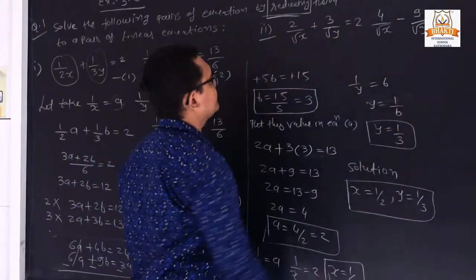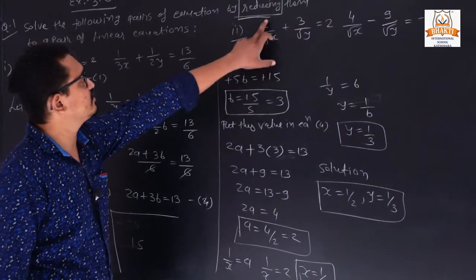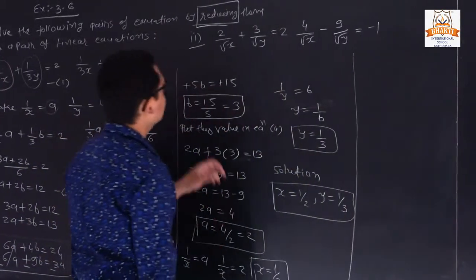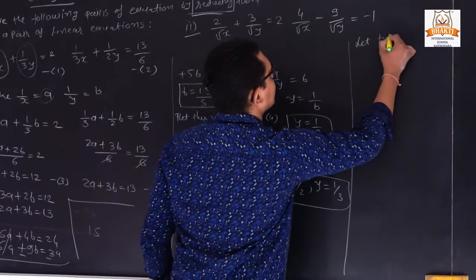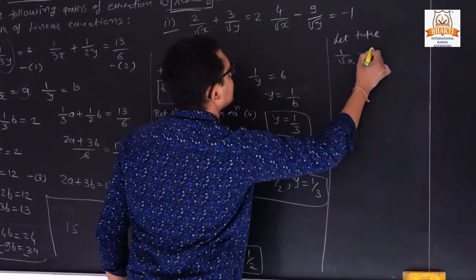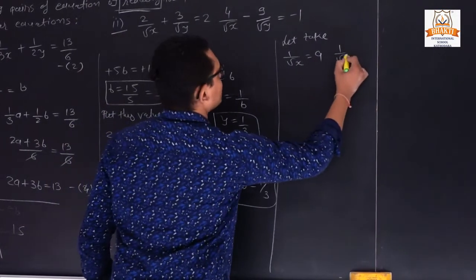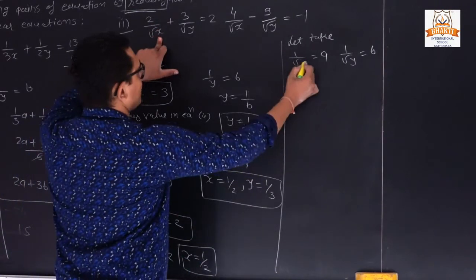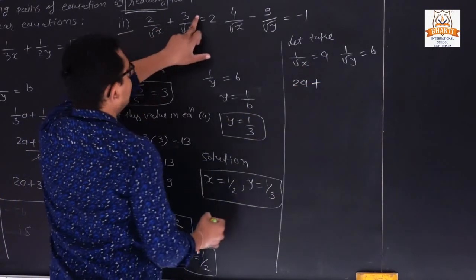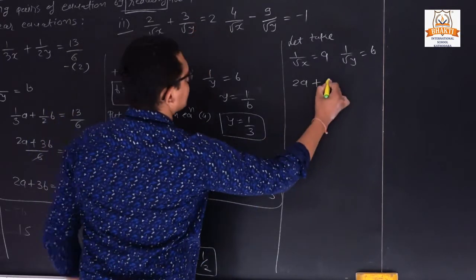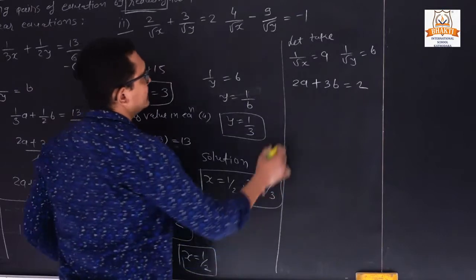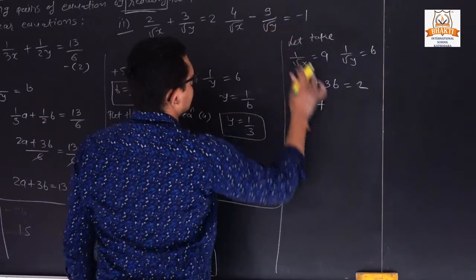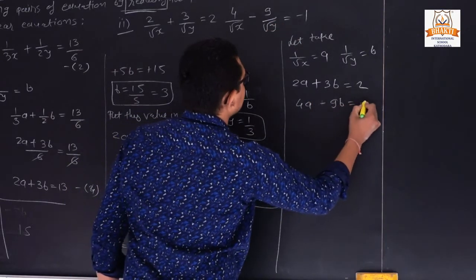Now the second question. In the second question, see that 2 upon root x plus 3 upon root y. So here I am starting like this. Let us take 1 upon root x is equal to a and 1 upon root y is equal to b. So 1 upon root x is equal to a, so it is 2a, and 1 upon root y is equal to b, so it is 3b is equal to 2. And here 4 upon root x, so 1 upon root x is once again a, and here minus sign, so 9b is equal to minus 1.